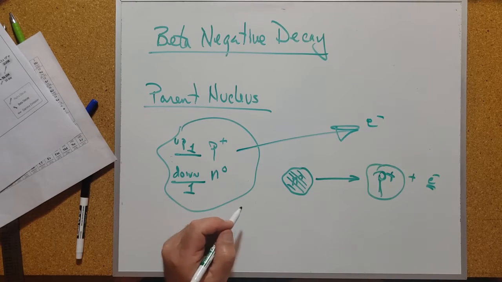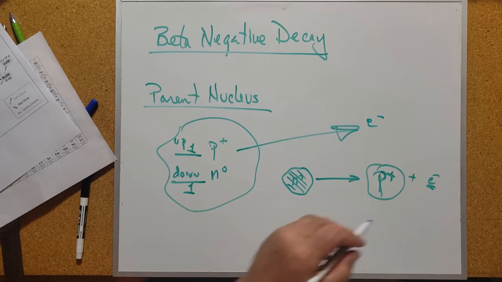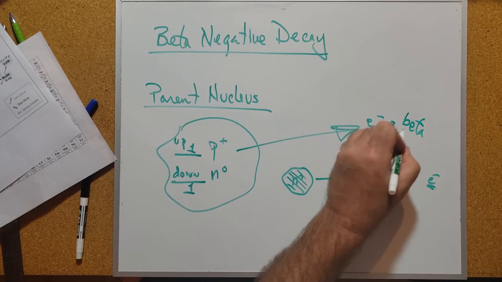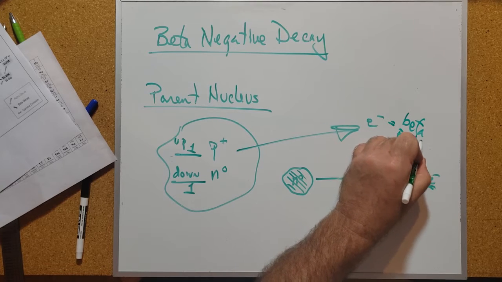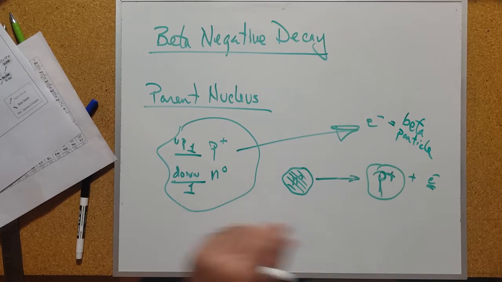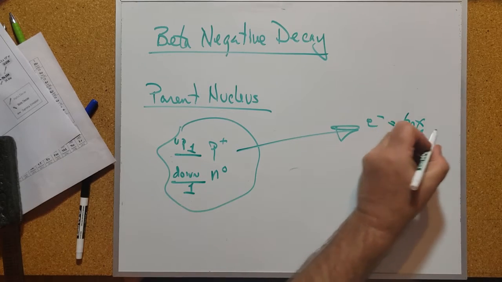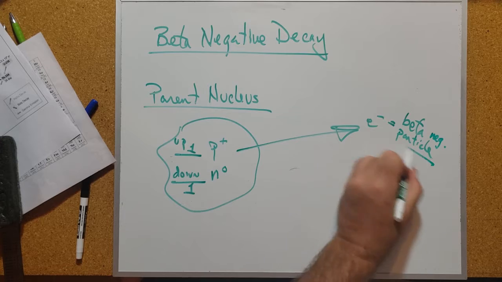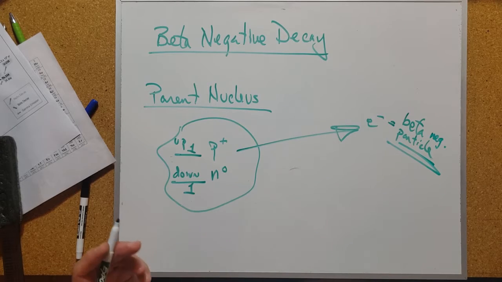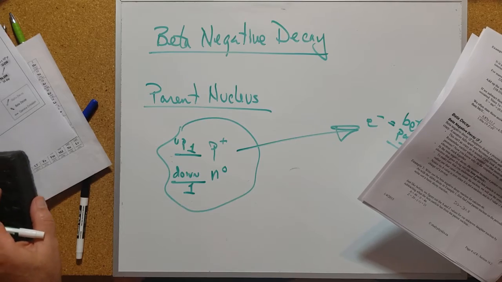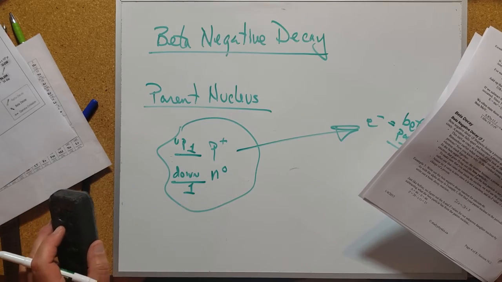And this electron, which is shooting out of the nucleus because of this change, is what we call our beta particle. And I think you can see why we call it a beta negative particle, because electrons have a negative charge. Beta negative. Okay, so that is, in essence, all we need to know in order to do this.